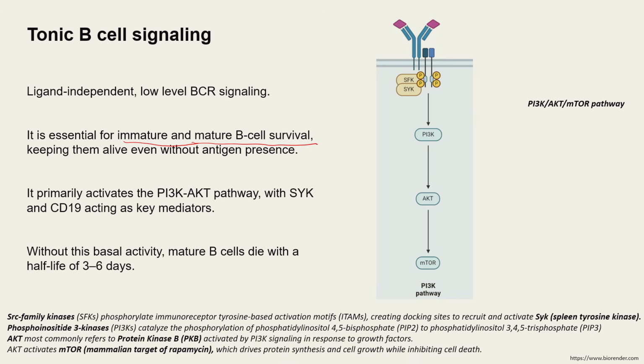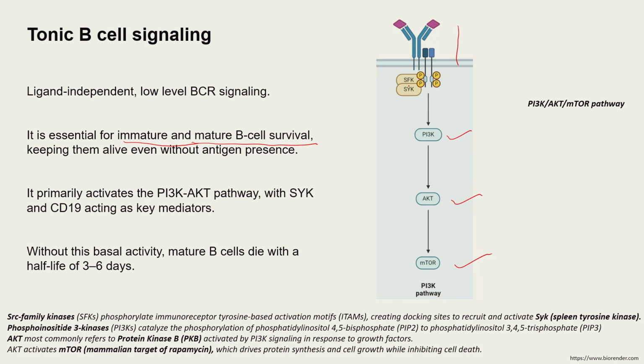It is primarily activated through the PI3K, AKT and mTOR pathway. We will try to see this pathway. This is a very critical pathway which is activated upon tonic B cell signaling. And this is very important because without this basic level of activation, the B cell won't survive. For the B cell to survive in the system, it requires activation of this cascade, otherwise the B cell will die. So this is ligand independent activation where the phosphorylation can happen.